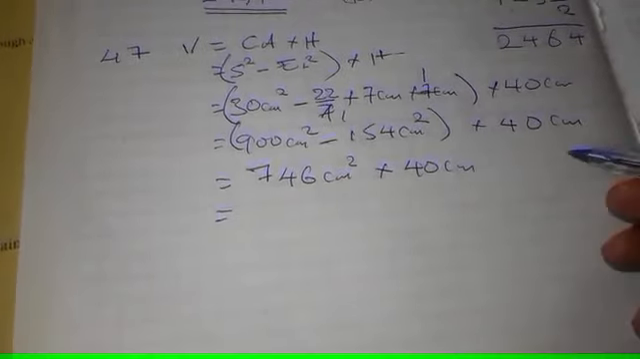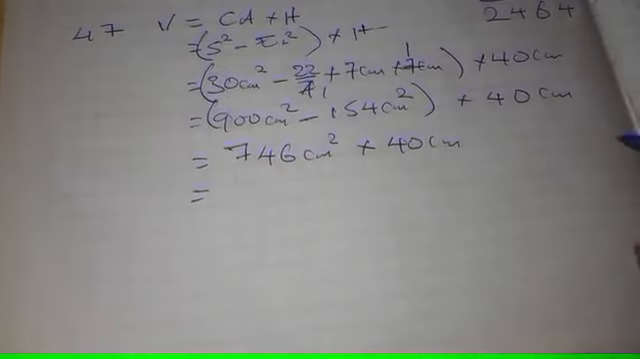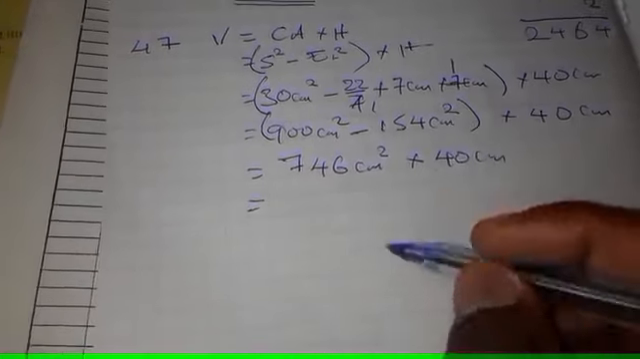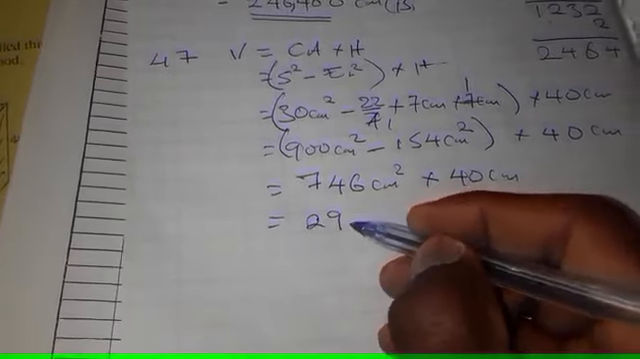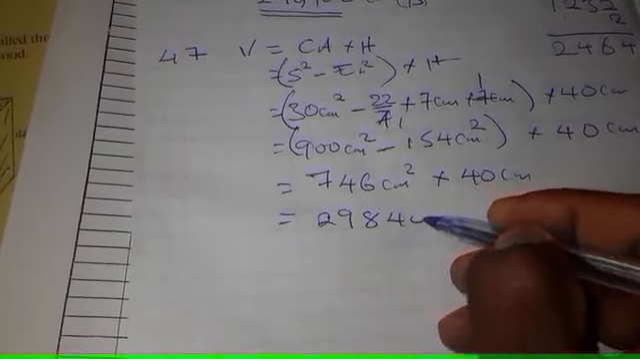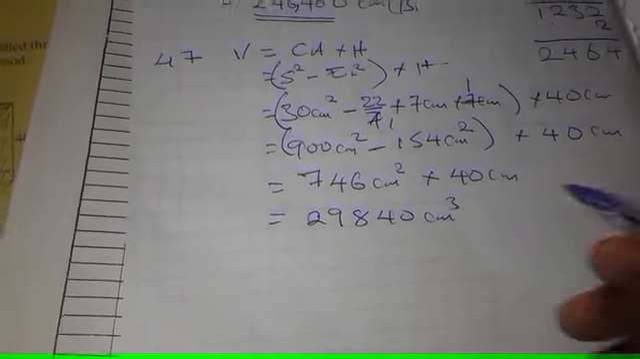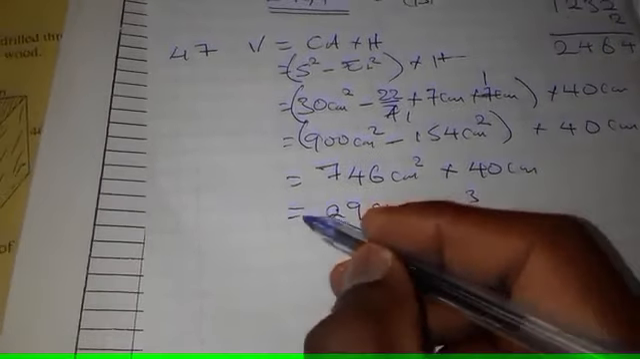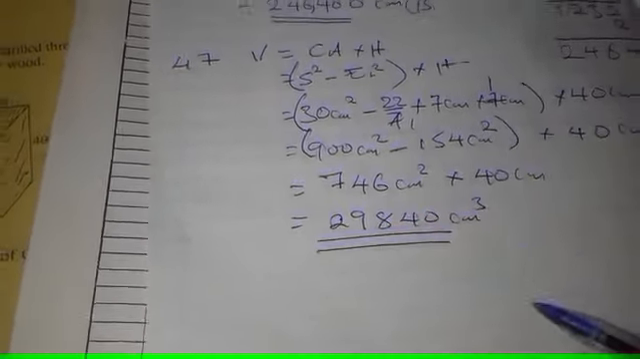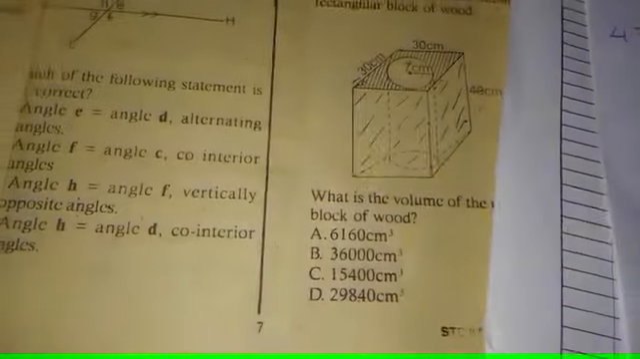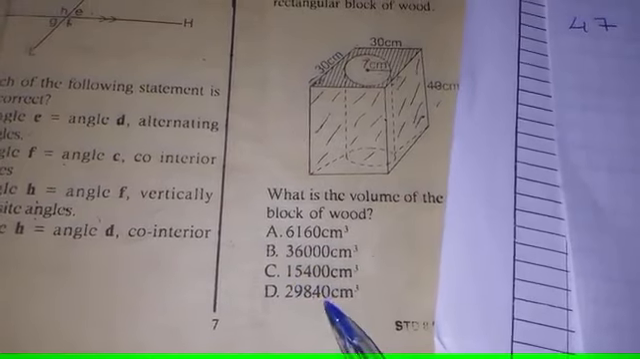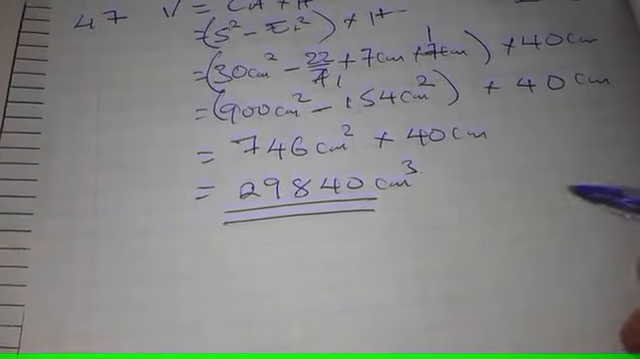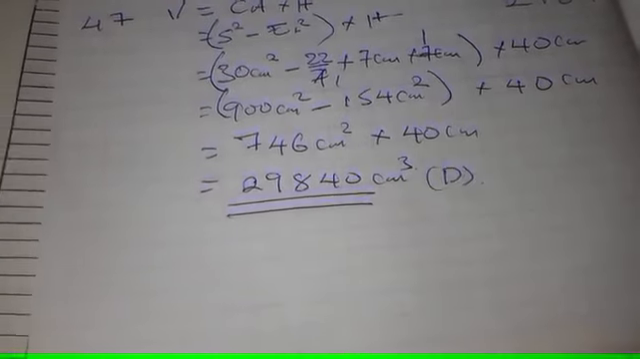And when you multiply 746 times 4, you are going to get 29,840 cubic centimeters. So that's our volume. And when you come to the choices here, 29,840 is in choice D. So our answer there is choice D.